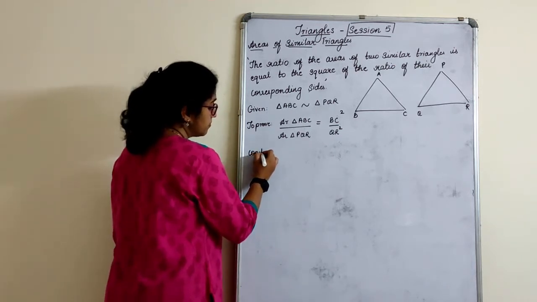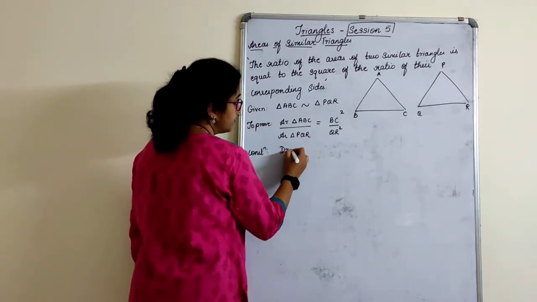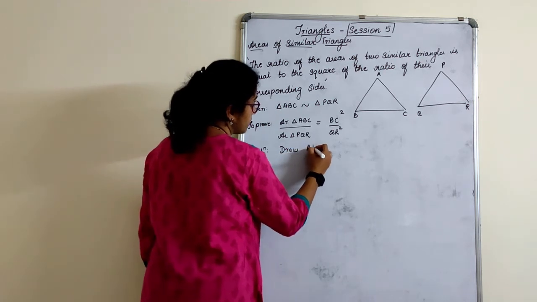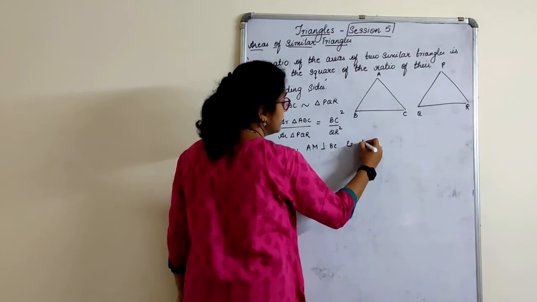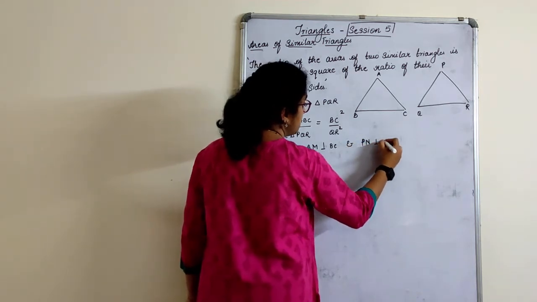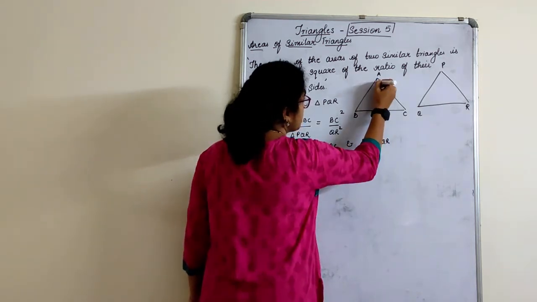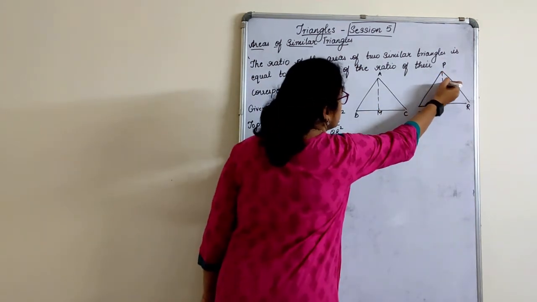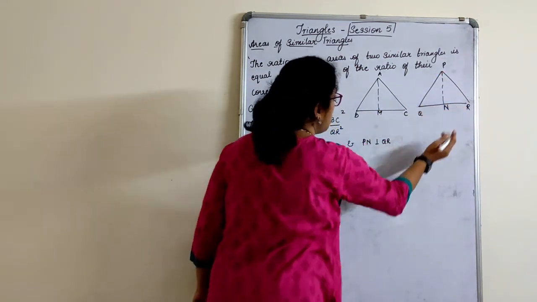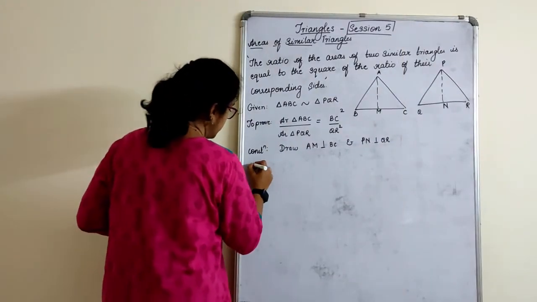Construction. Draw AM perpendicular to BC and PN perpendicular to QR. So we have AM and we'll take this as PN. We'll start with the proof now.